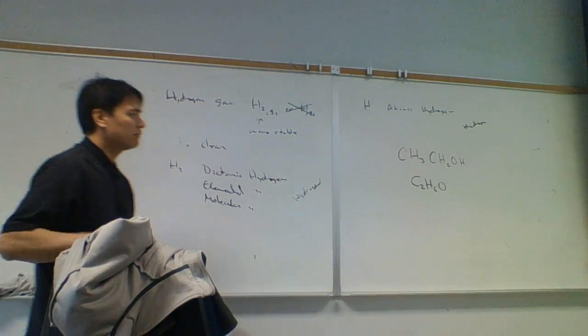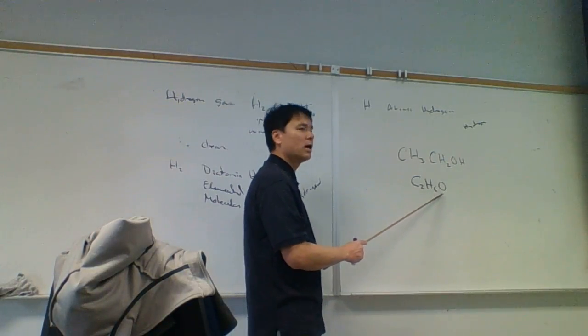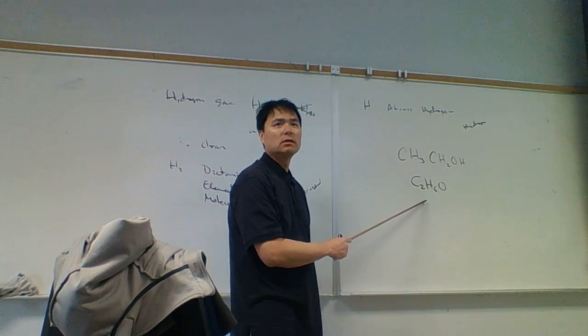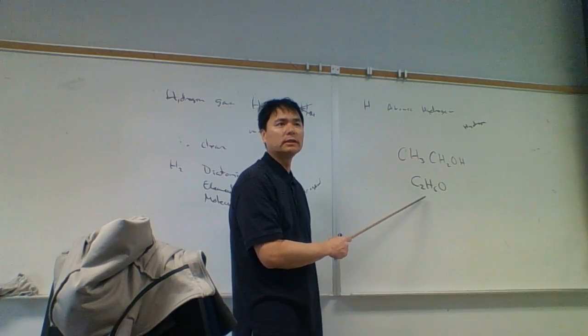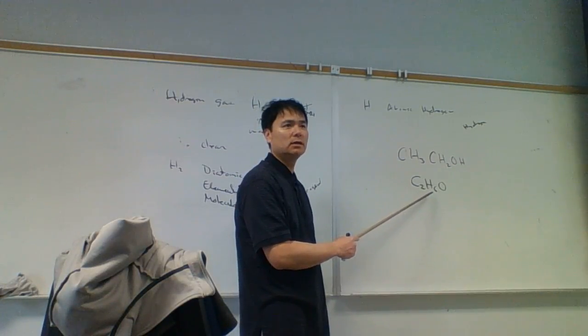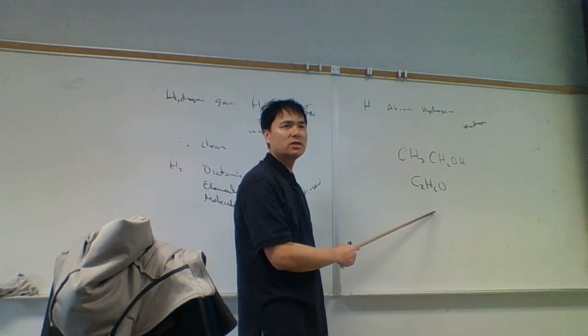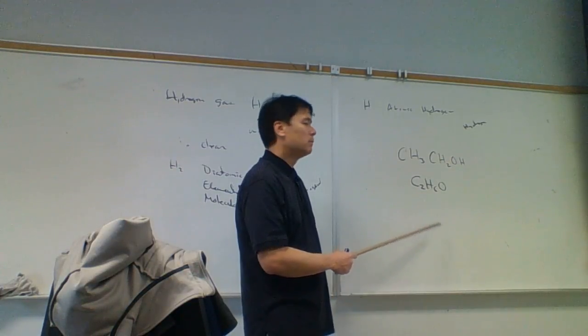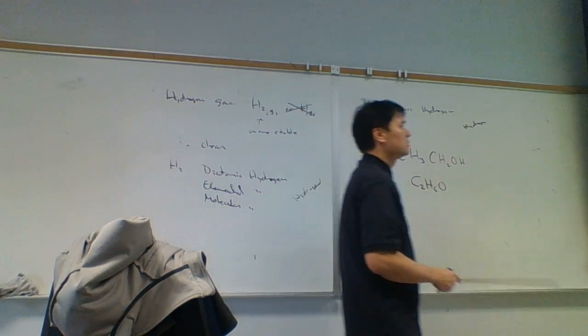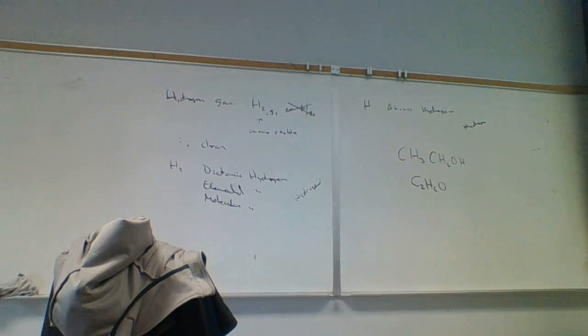And so if I have a formula like this, C2H6O, I don't know if that's an alcohol. Because what am I looking for in an alcohol? In an alcohol, I should have the COH group. But there's another way to arrange these atoms. Take a look at B here. B, what's the structural formula for B?